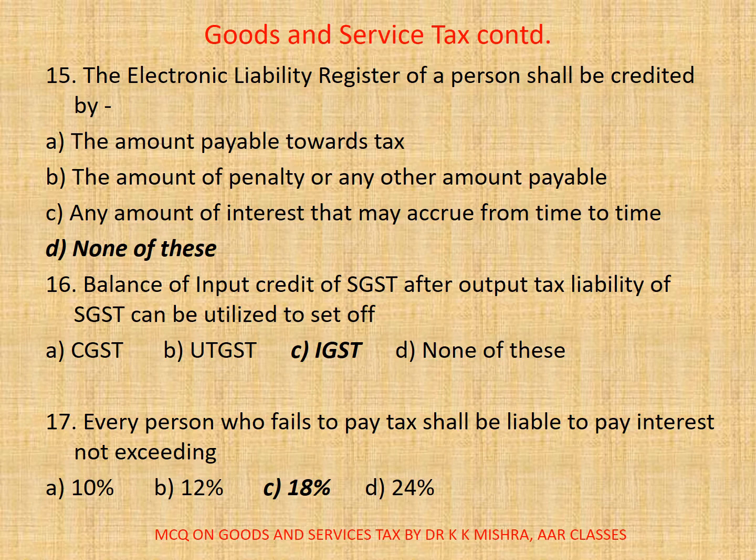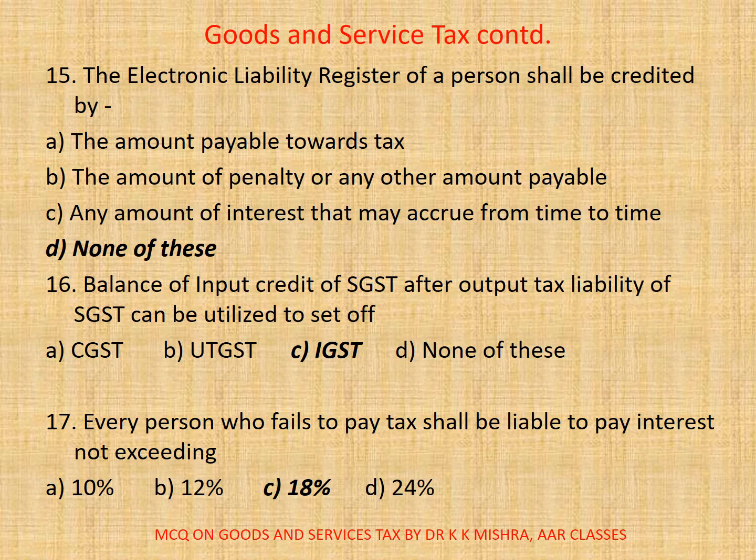15. The electronic liability register of a person shall be credited by: A. The amount payable towards tax, B. The amount of penalty or any other amount payable, C. Any amount of interest that may accrue from time to time, or D. None of these. So, the correct option is D. None of these. 16.